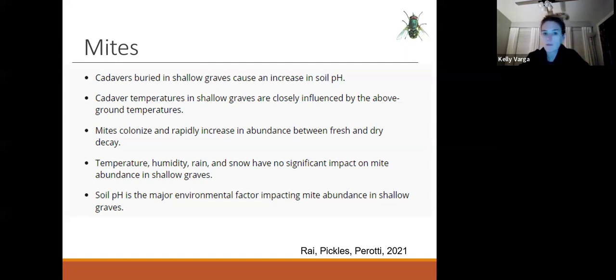Temperature, humidity, rain, everything that's associated with things that we have to think about with forensic entomology, no matter what. These really have no significant impact on mite abundance in shallow graves, because if I'm buried underneath, I'm sort of protected from those elements. Last but not least, pH. pH is a major environmental factor impacting mite abundance. If it's too alkaline, too acidic, right? Everything is responding to overall aspects of its environment, not just temperature, but also pH.